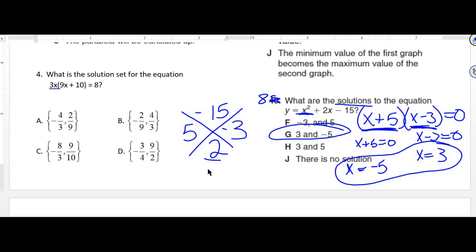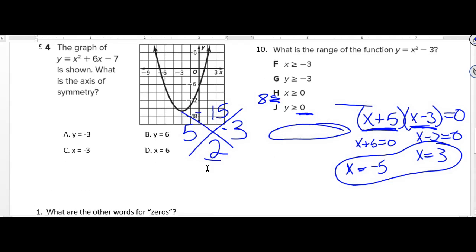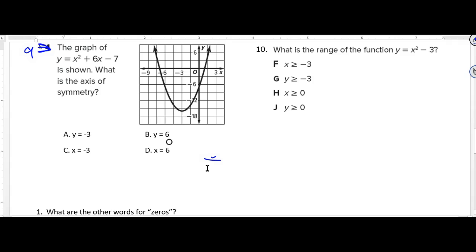Number 9. We have a graph of x squared plus 6x minus 7 is shown. What is the axis of symmetry? Axis of symmetry is one of our note cards. The vertical line straight through the center of the parabola, or through the vertex of the parabola. It folds the parabola in half. The equation of that line is always going to be x equals something.